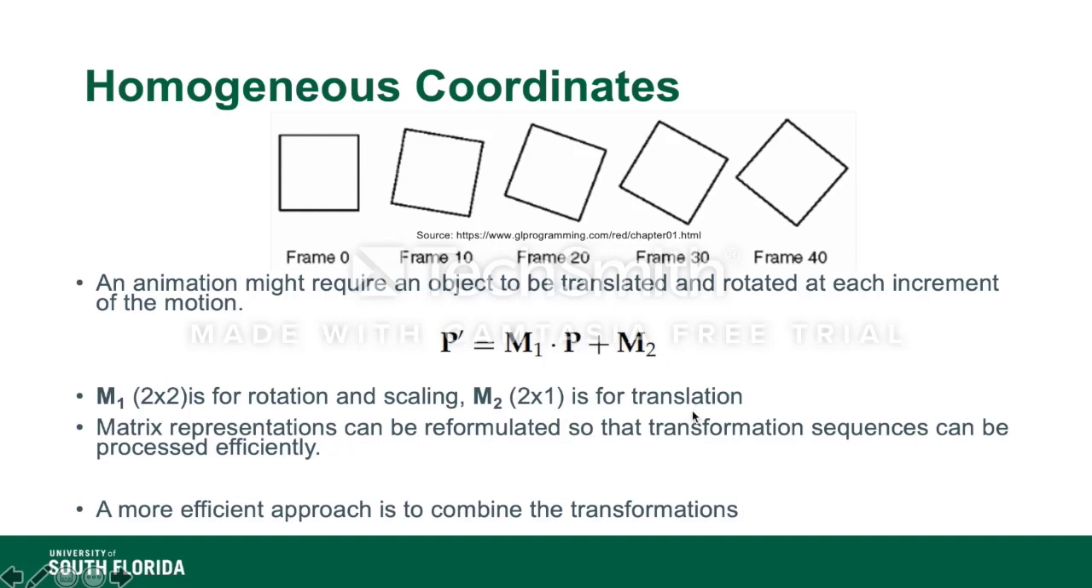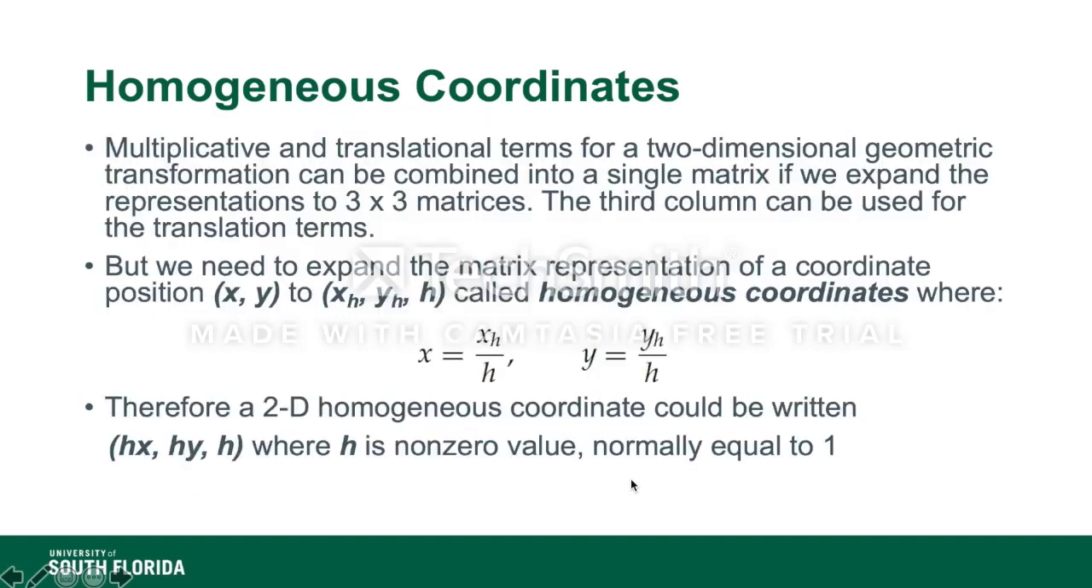Matrix representation can be reformulated so that the transformation sequence can be processed efficiently. A more efficient approach is to combine transformations. We're going to talk later about combined transformations. For now, let's focus on the representation. Homogeneous coordinates.